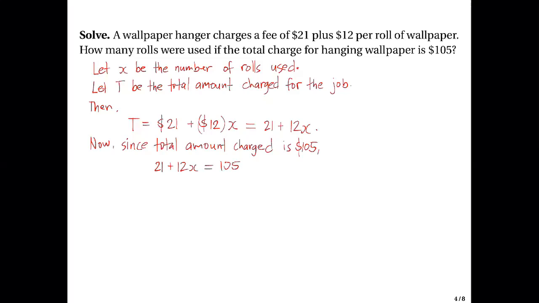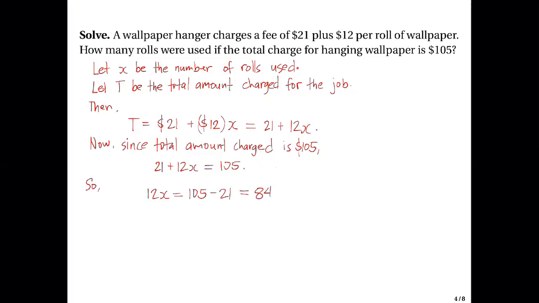So from here, we just solve for the value of x. Correct? So from this equation here, we have what? So we transpose this 21 to the other side of the equation, which means that we will subtract it. So we have 12x equals 105 minus 21. And if you calculate this, 105 minus 21 is equal to 84. Okay?